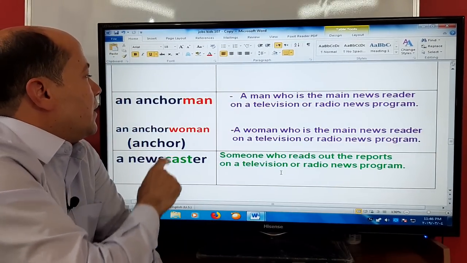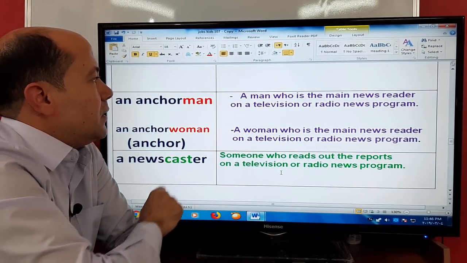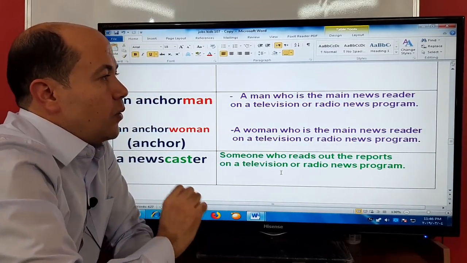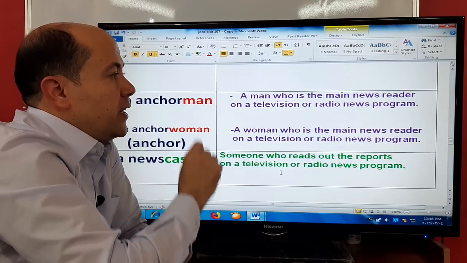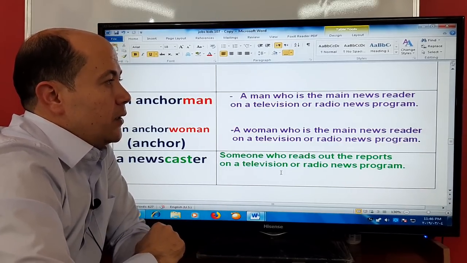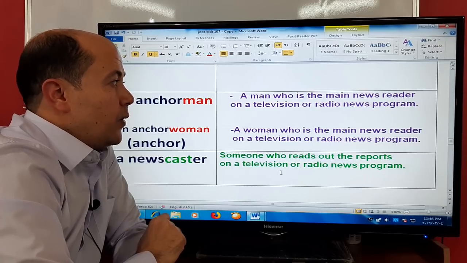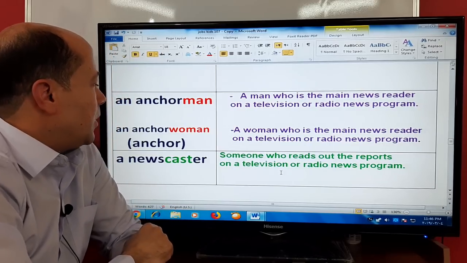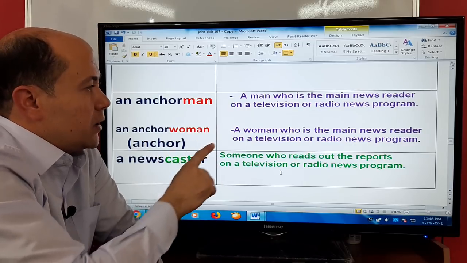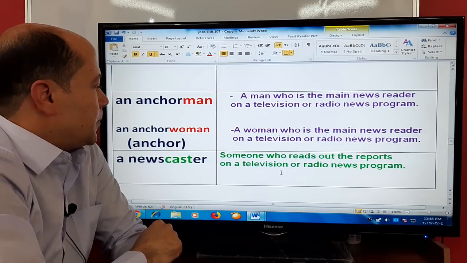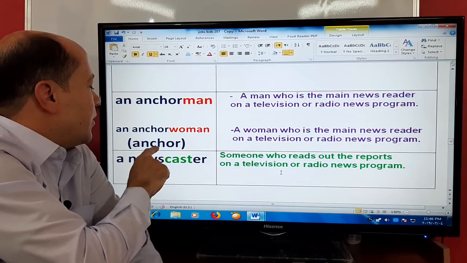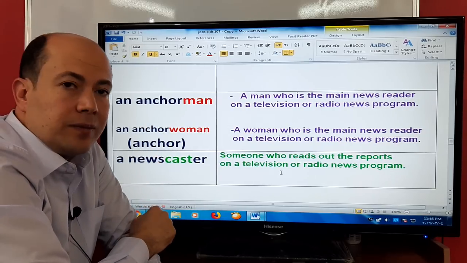An anchorman. A man who is the main news reader. الشخص اللي هو قارئ الأخبار. On a television or radio news program. في برنامج التلفزيون, برنامج أخبار في التلفزيون أو الراديو. An anchor woman. برضو قارئة الأخبار. وفي كلمة عامة ممكن تشمل الاثنين. An anchor.